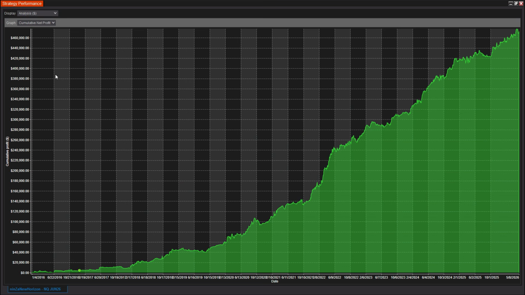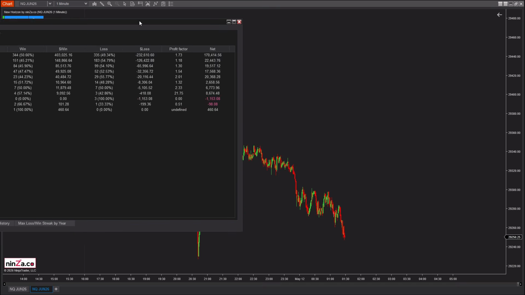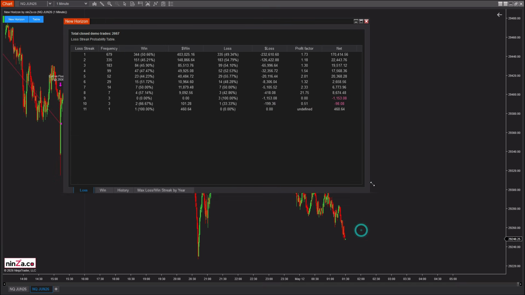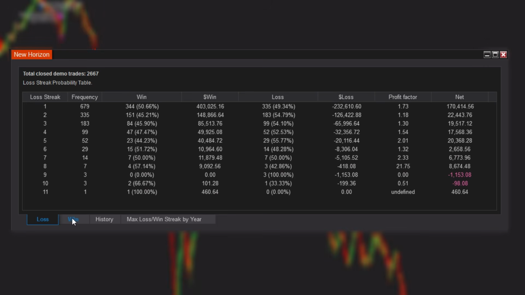Now, let's take a closer look at other important details of the strategy, such as losing streaks, winning streaks, and the simulated results if we enter trades right after a winning or losing streak. These insights will give you a better understanding of the strategy's resilience and performance when applied in real-world conditions.